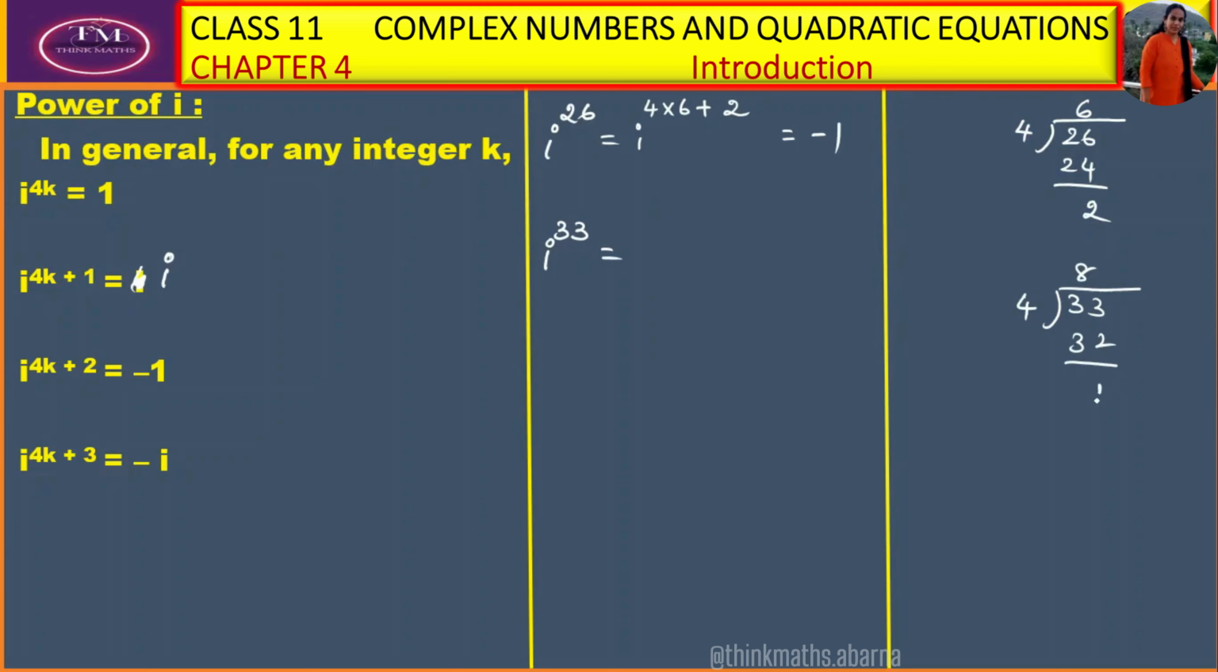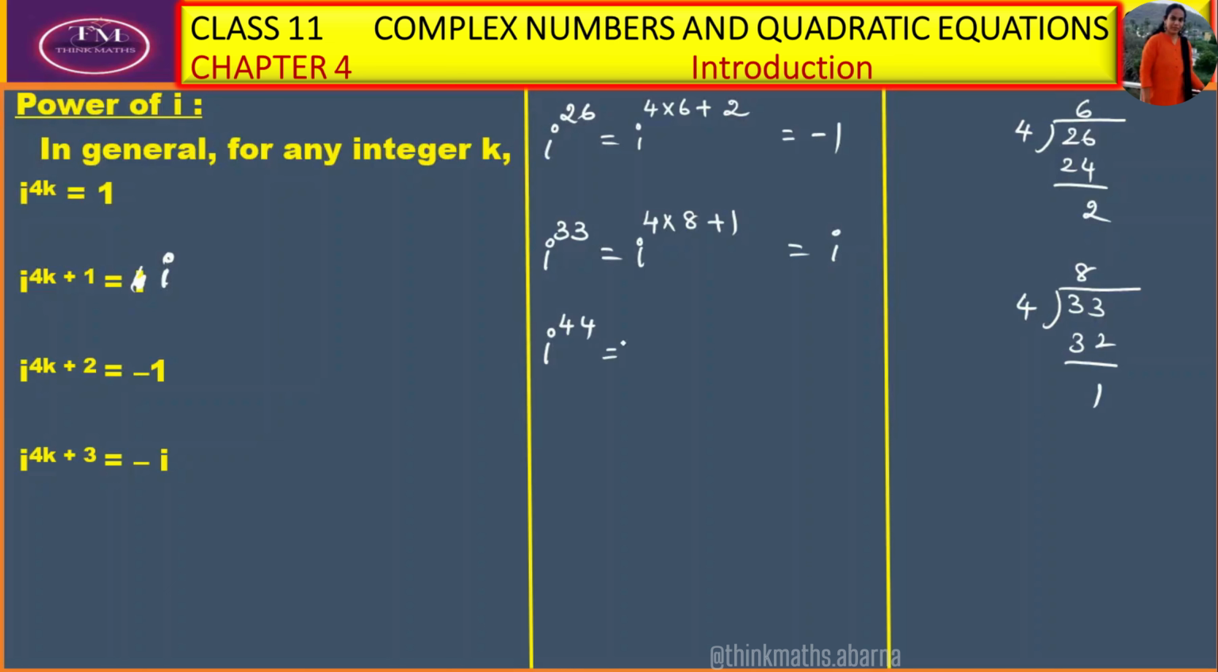Balance is 1. So i power 33 can be written as 4 into 8 plus 1, which is of the form 4k plus 1. The answer is i. So i power 33 is i. So even though you have higher powers, using these formulas you can easily find out the value of i with higher powers.